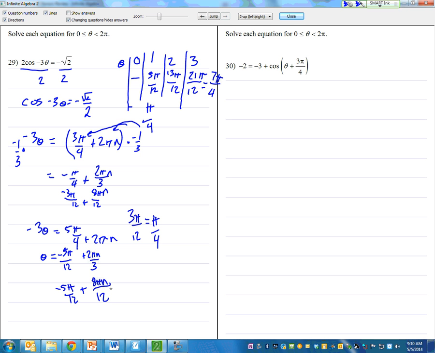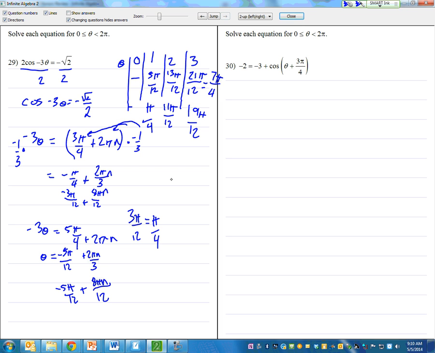If I make n 2, 2 times 8 gives you 16. 16 minus 5 is going to make that 11. So this one right here is 11 pi twelfths. And then if I plug in 3, 3 times 8 is going to give you 24. 24 minus 5 is going to give you 19 pi twelfths. And those are my solutions. So I end up with 6 solutions this time. So I got 5 pi twelfths, 13 pi twelfths, 7 pi fourths, 11 pi twelfths, and 19 pi twelfths.